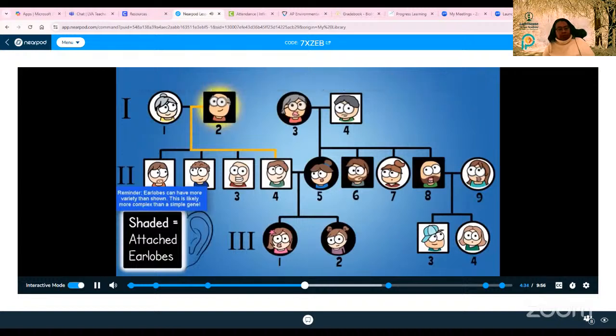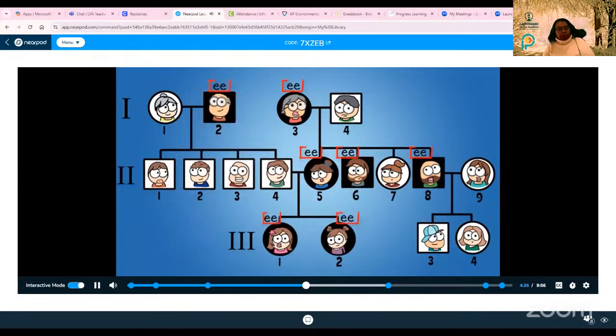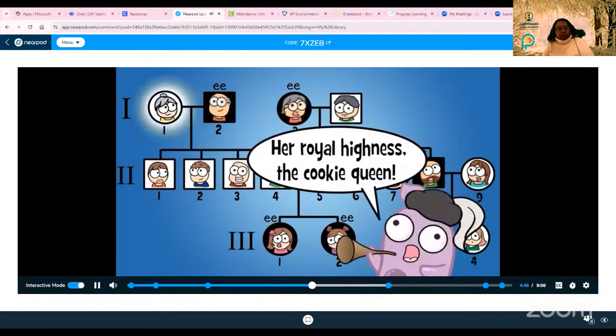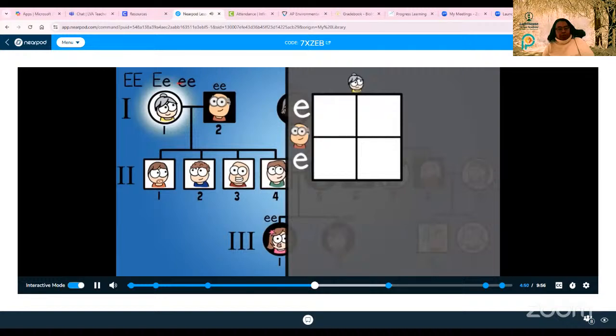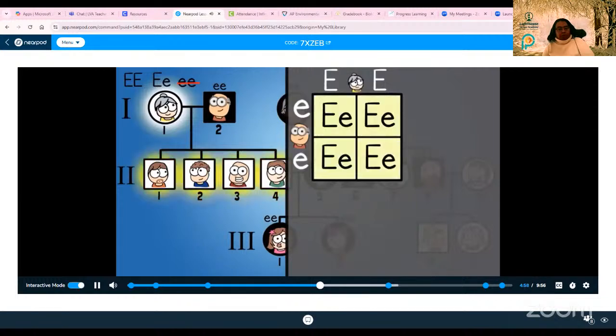Okay, so let's go ahead and label all these shaded shapes with the genotype little e, since we know that's the trait we're tracking. Now take a look at generation 1, individual 1. That would be my paternal grandmother. What's her genotype? We know it's not little e, or her shape would be shaded. But if we went with big E, could that still work? Yes, all the offspring could get a big E from her and a little e from my grandfather.